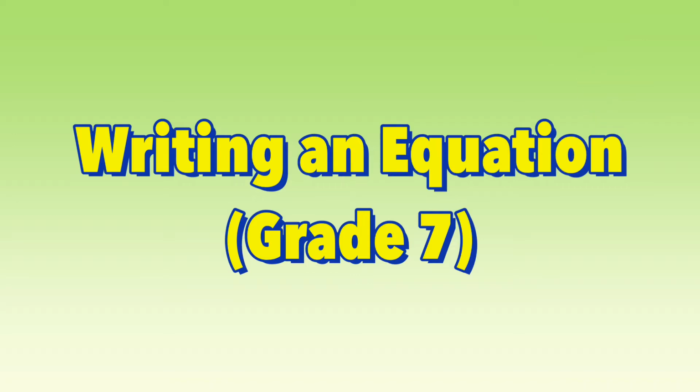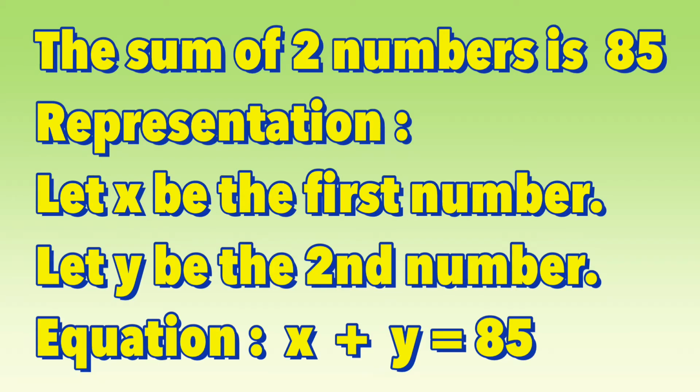Today we're going to study how to write an equation. Okay, the first problem: the sum of two numbers is 85. How to write the equation? First, we have to write a representation. This representation is the idea so that we can assign a certain variable so that we can identify the variable. That's why we have: let x be the first number and y be the second number. And then after that, we can make now our equation.